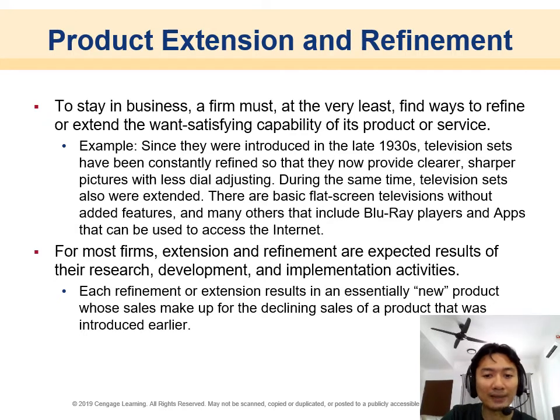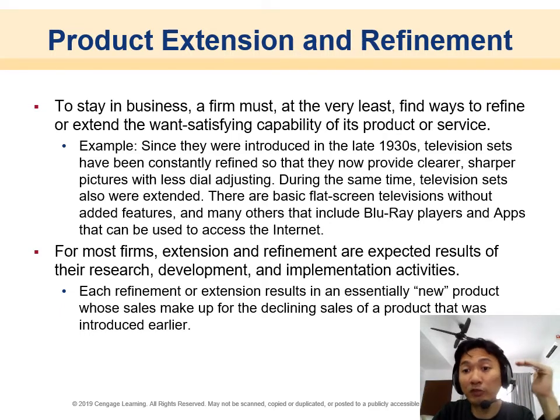Now we look at product extension and refinement. When a new product is first marketed, its sales are normally zero, and then slowly increase. If the product is successful, the annual sales increase more and more until they reach some kind of peak. Then as time passes, annual sales begin to decline, and they continue to decline until it is no longer profitable to manufacture the product.